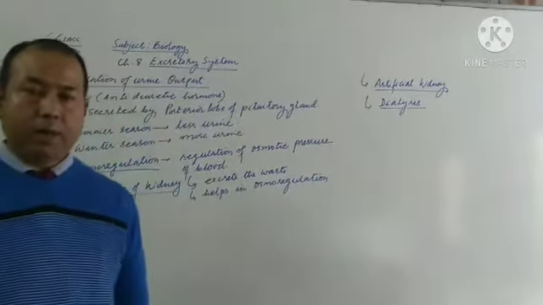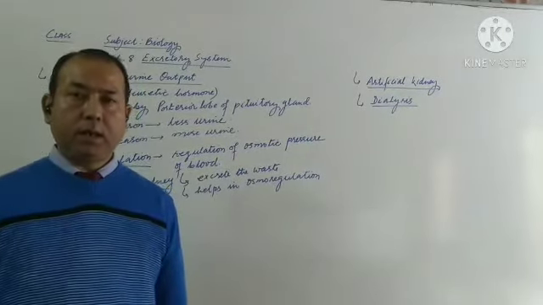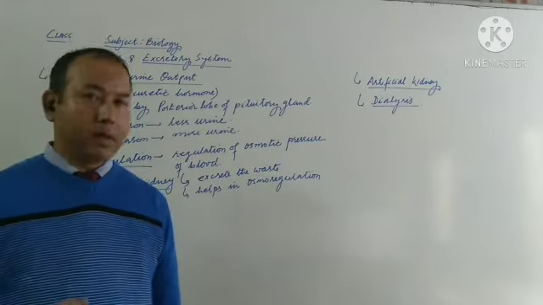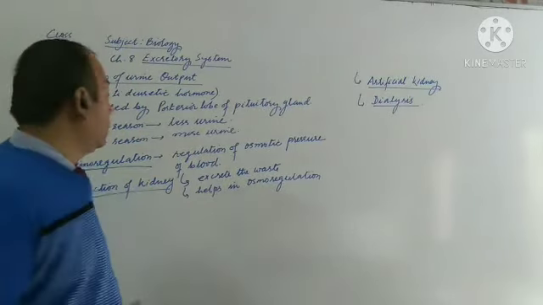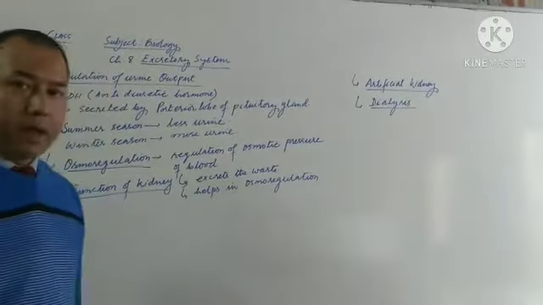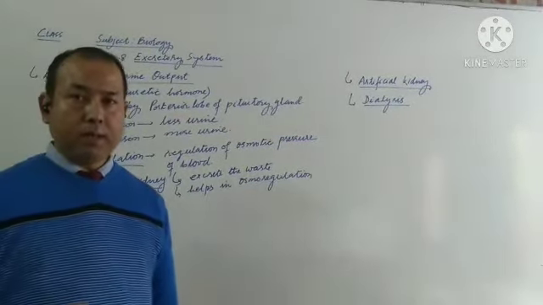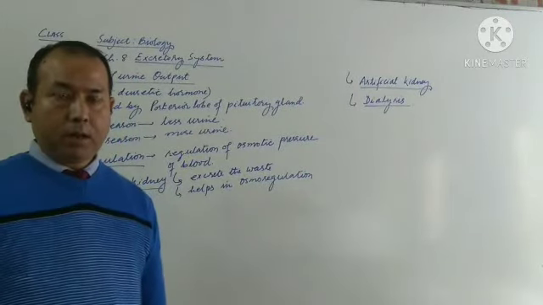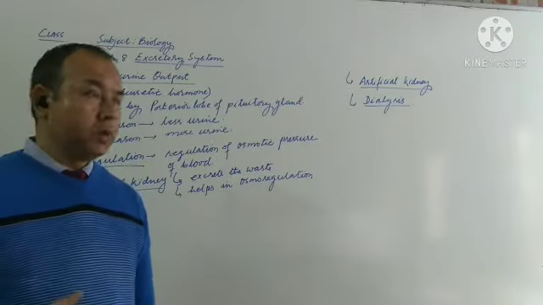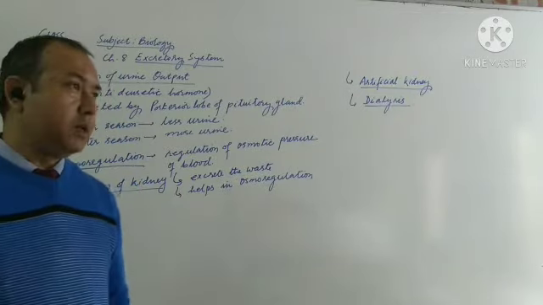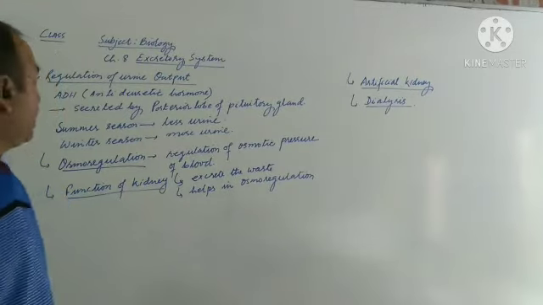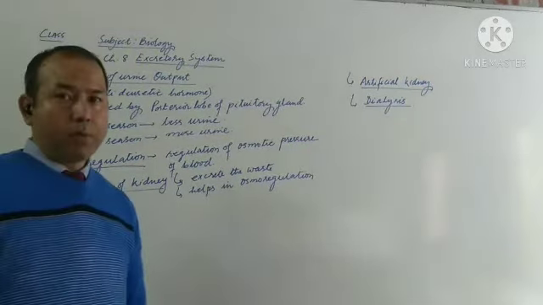Till now we have learned about the kidney, the internal structure of the kidney, the structure of the nephron, and blood supply to the kidney. After that, we learned about abnormalities in the composition of urine, and about urine and urochrome. So this topic we have already completed. Now we need to learn the next topic, that is regulation of urine output.